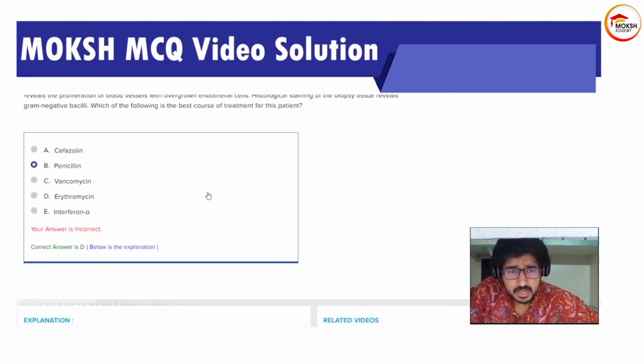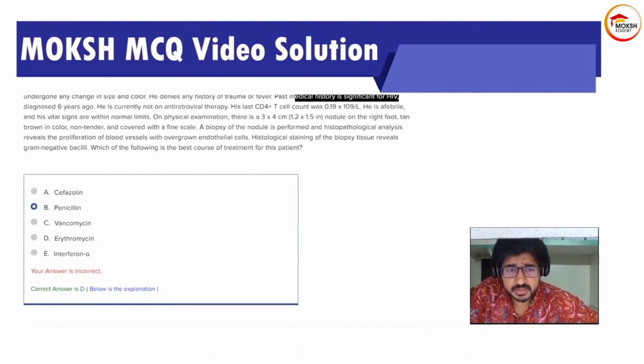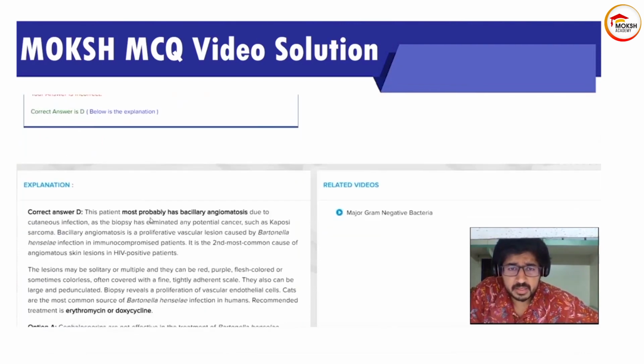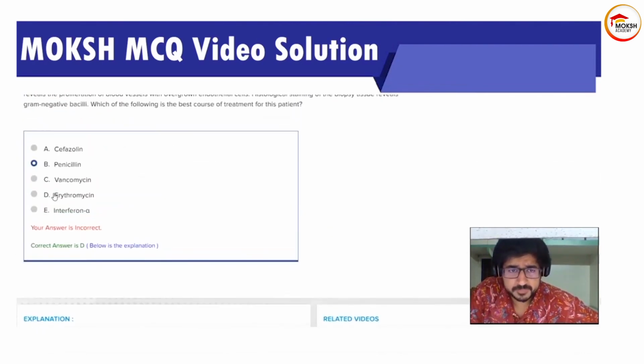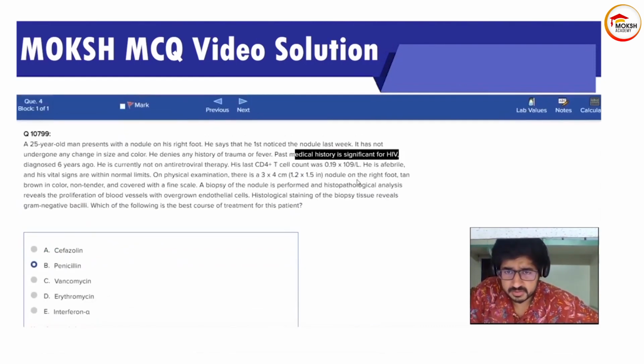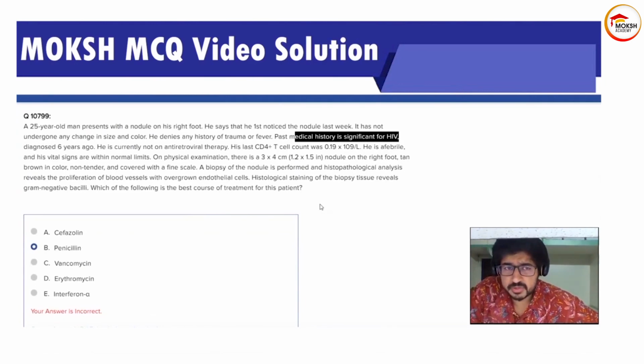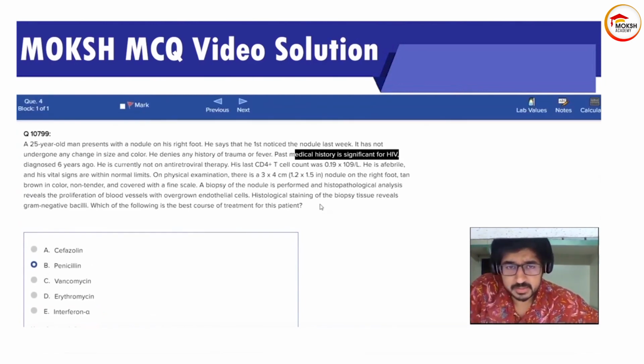The drug of choice for treatment is macrolides, erythromycin, and doxycycline. So erythromycin or doxycycline, either of these drugs. And there is one disease which you can confuse it with. I'll repeat the diagnosis: this is bacillary angiomatosis caused by Bartonella, which is a gram-negative bacilli.